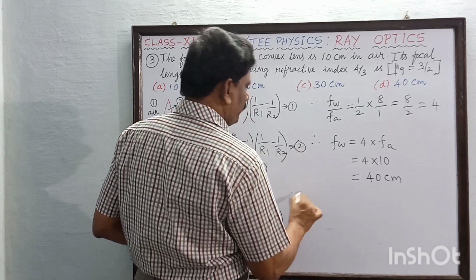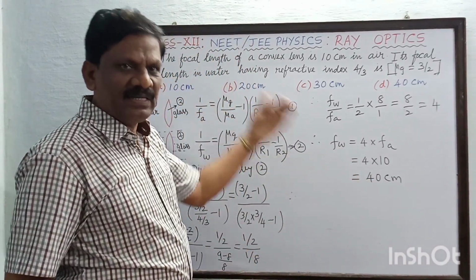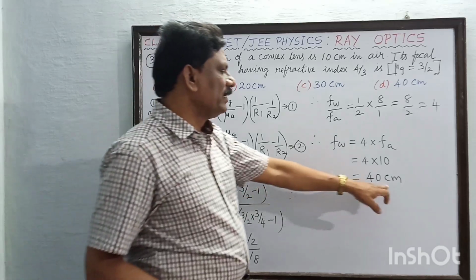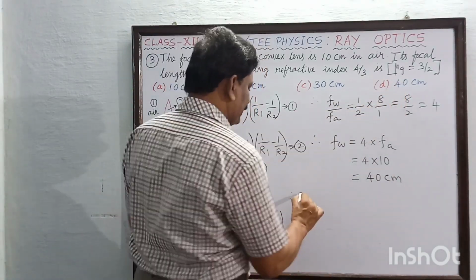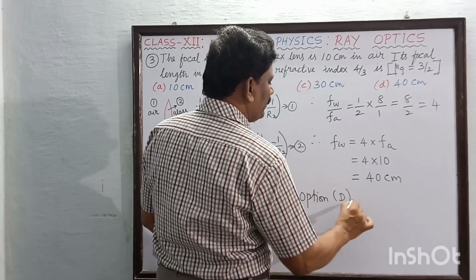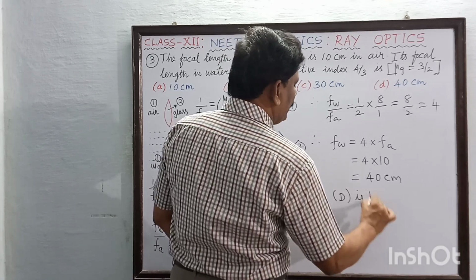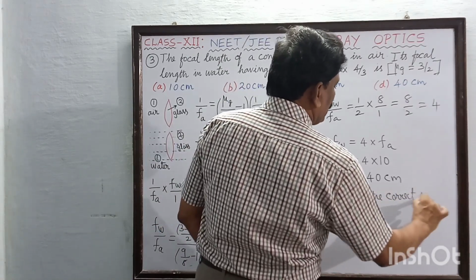Therefore f water, that is the focal length of the lens when it is immersed in water, is equal to 40 centimeter. So the option is D. D is the correct answer. So option D, f equal to 40 centimeter is the correct answer.